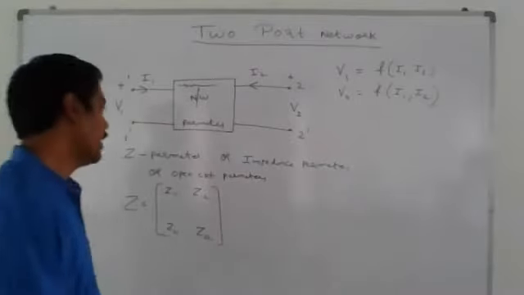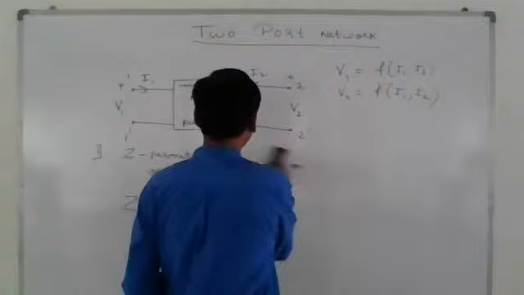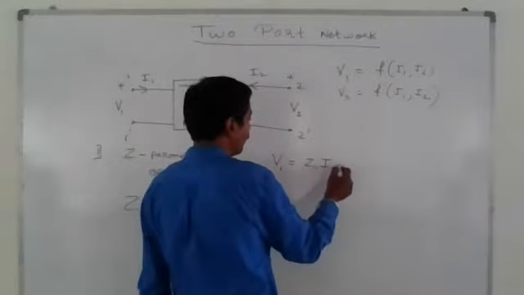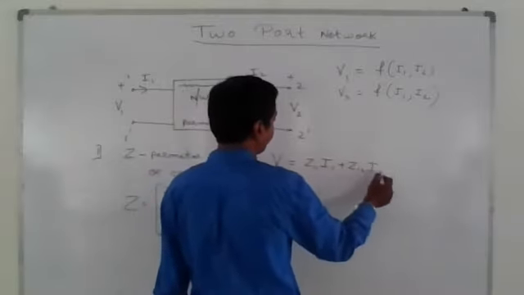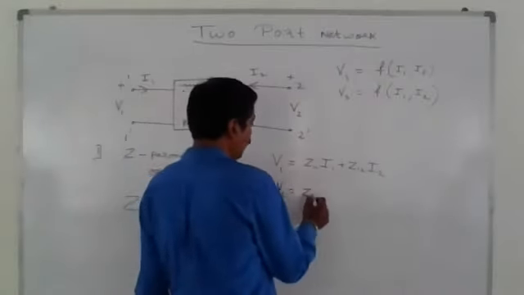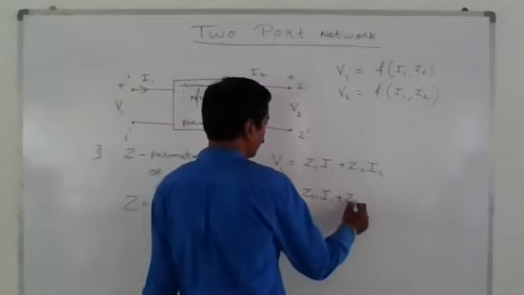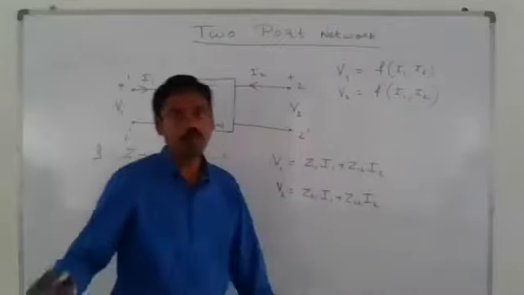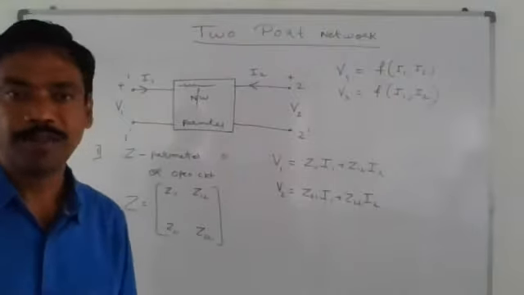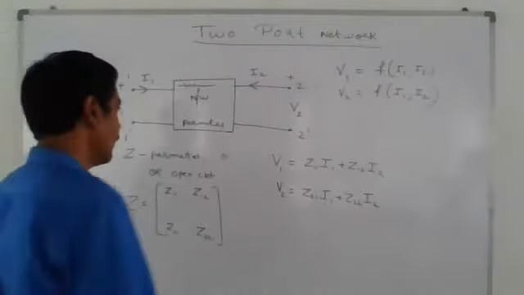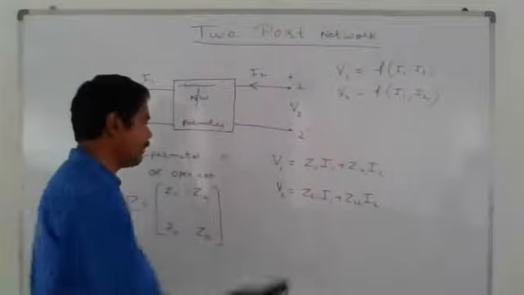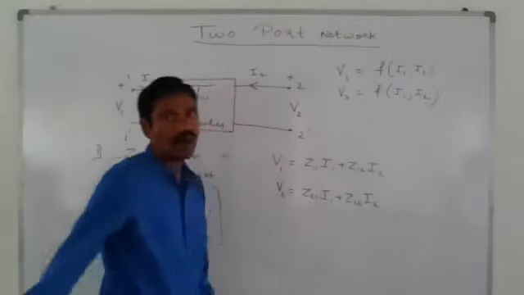So directly I can write in terms of these parameters, the equations: V1 is equal to Z11 I1 plus Z12 I2. V1 is a function of Z. And V2 is equal to Z21 I1 plus Z22 I2. Slowly you have to write in your notebook. Equations are there, you have to write them, but there is a logical equation. All the equations are logical. V1 equals Z11 I1 plus Z12 I2. Then V2 equals Z21 I1 plus Z22 I2.